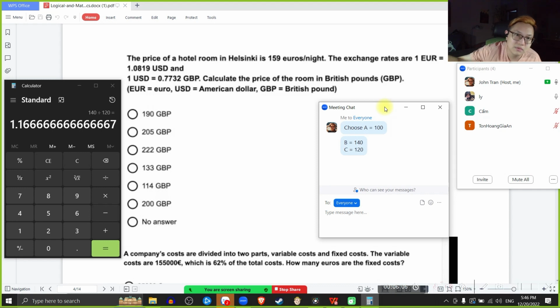equal to 1.0819 USD, and one USD equal to 0.7732 GBP, Great Britain pounds. So calculate the room price in British pounds. GBP is just Great Britain pounds, so it's just British pounds. Calculate the price of the room in British pounds.